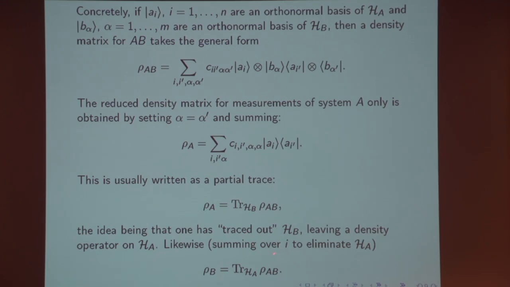Likewise, summing over i to eliminate H_A, we would get rho_B, which is the trace over H_A of rho_AB. So the partial trace is a very important operation, which is the analog in classical probability theory of summing over one variable to get a reduced probability distribution for remaining variables.